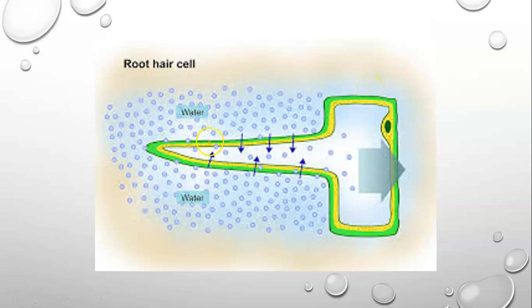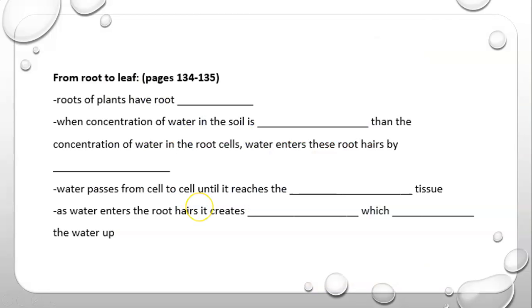Right? And so just as we saw before, if you've got a high concentration of water outside of the root hair and a lower concentration inside, you're going to see the water come through. Now, when water passes through the membrane, this is osmosis. Now, those root hairs, right? We've got a concentration of water in the soil that is higher than in the root cell, and so water enters it by that osmosis process.